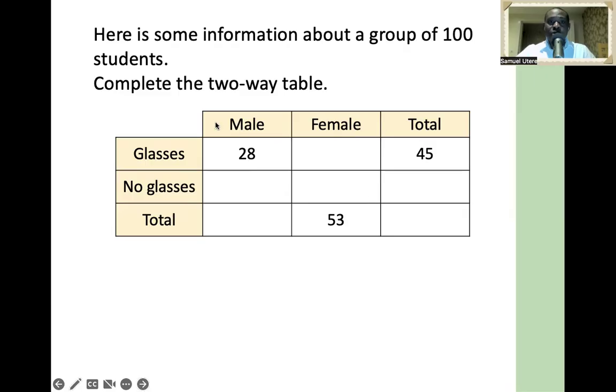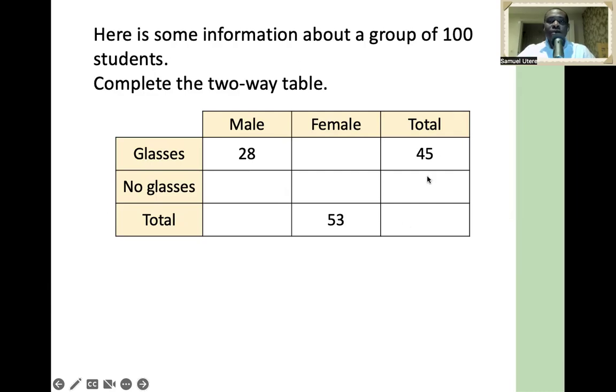We have information on the table in two parts. So you can see we're talking about the sex of the people, male or female. And here we have something else. It could be talking about the food they ate, glasses, or whether they have pets or not. So it always puts information in two separate groups. That's why we call it two-way tables.